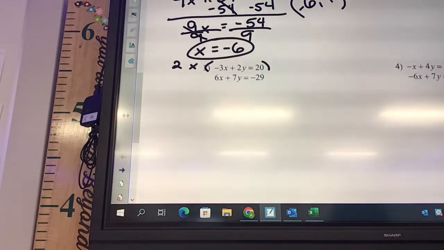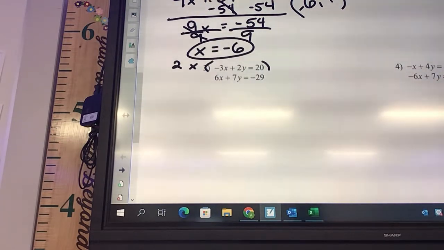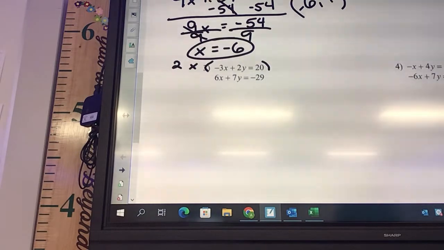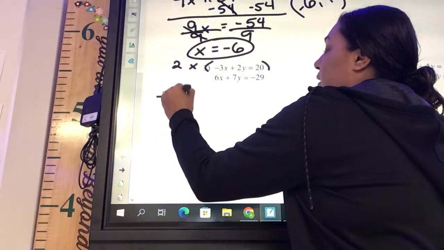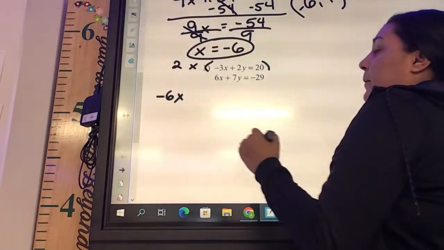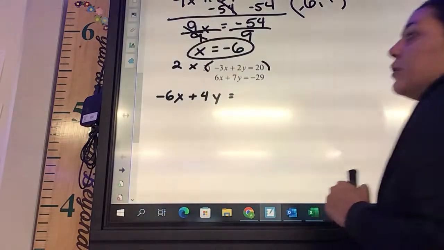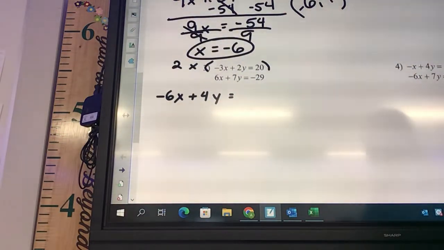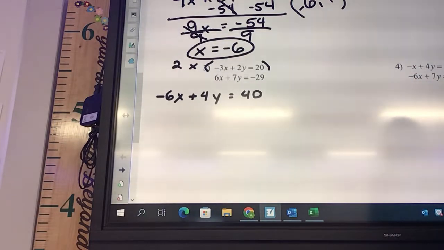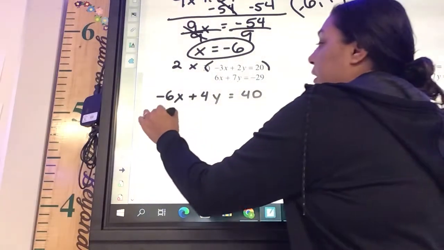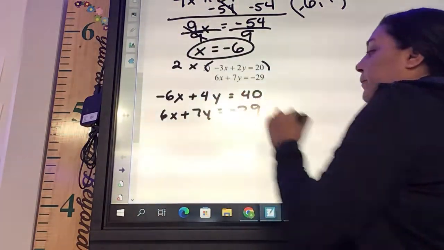No, why not? It's already a negative right there, okay? We just need one of them. So 2 times negative 3, negative 6x. 2 times 2y, 4y, not negative. 2 times 20, 40. Are we changing anything with the bottom equation? No. So I got 6x plus 7y equals negative 29.